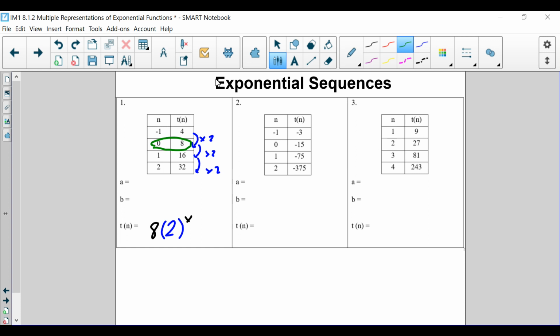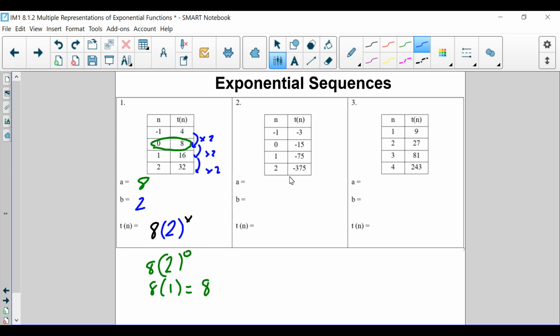And the reason why it goes in front is because now if we try 2 to the 0 power times 8, we would get 8 times 1, which is equal to 8, and that's what our y-intercept is. So that means that a is equal to 8 and b is equal to 2. All right, let's continue looking at this one.